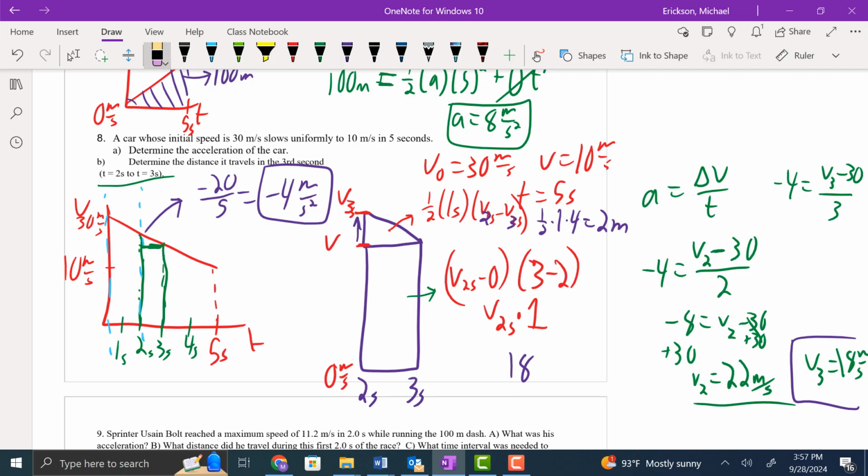Let me redraw my picture here. This is 2 seconds and this is 3 seconds. That's what's causing these issues. So this is 3. And this will get me 18 times 1, or 18 meters per second. I add them up, I get 20 meters.